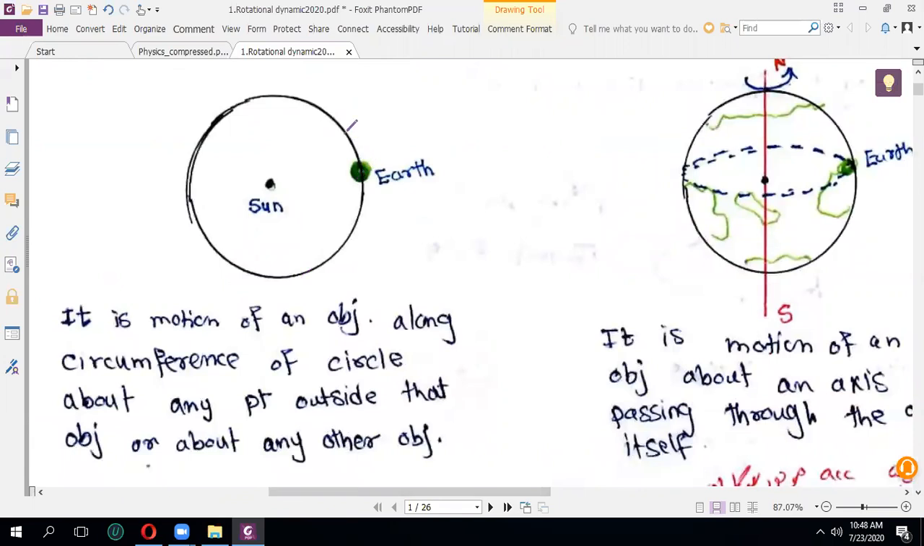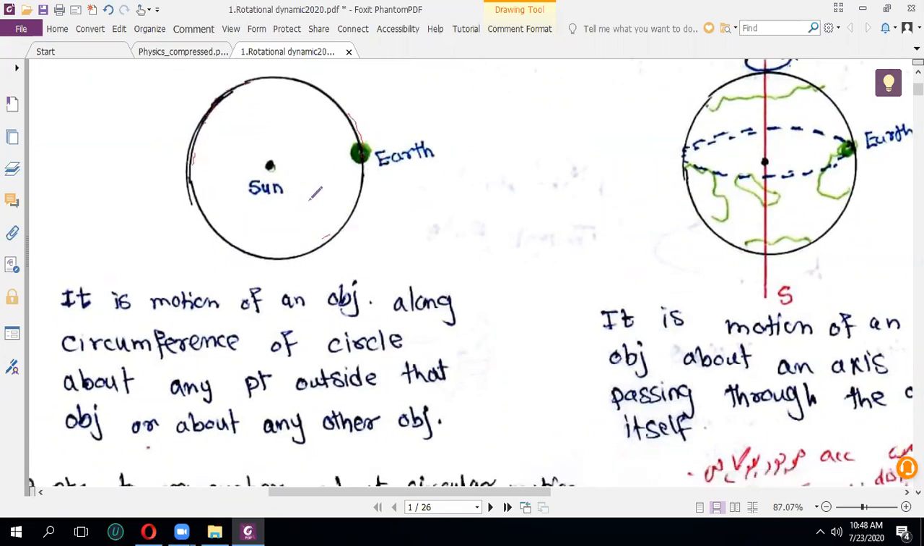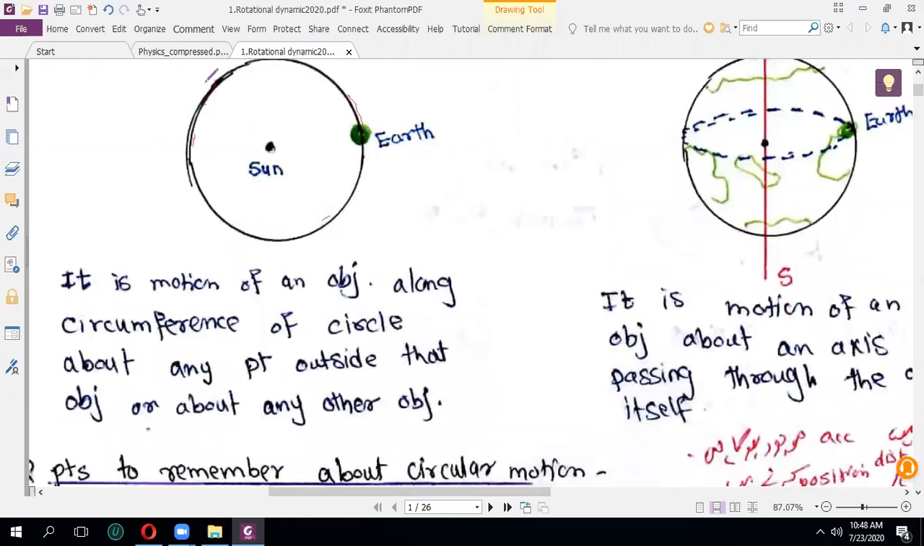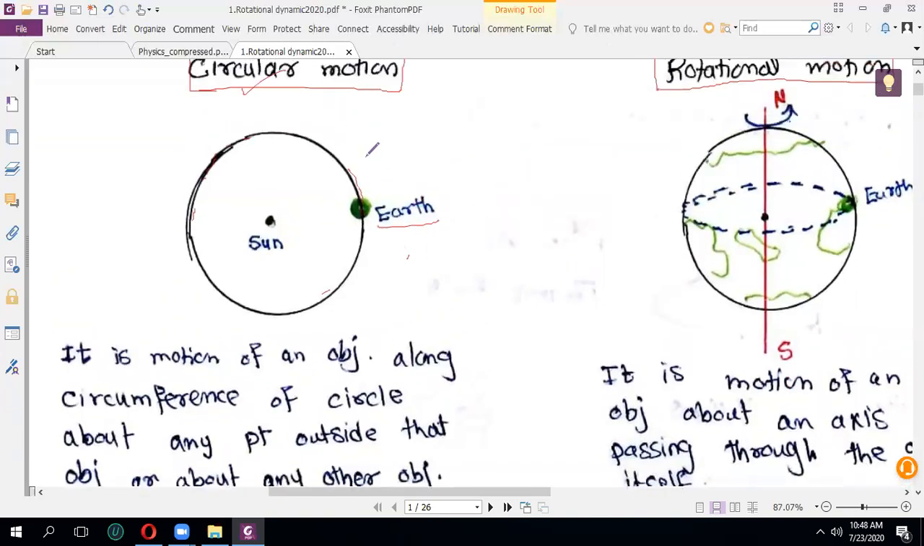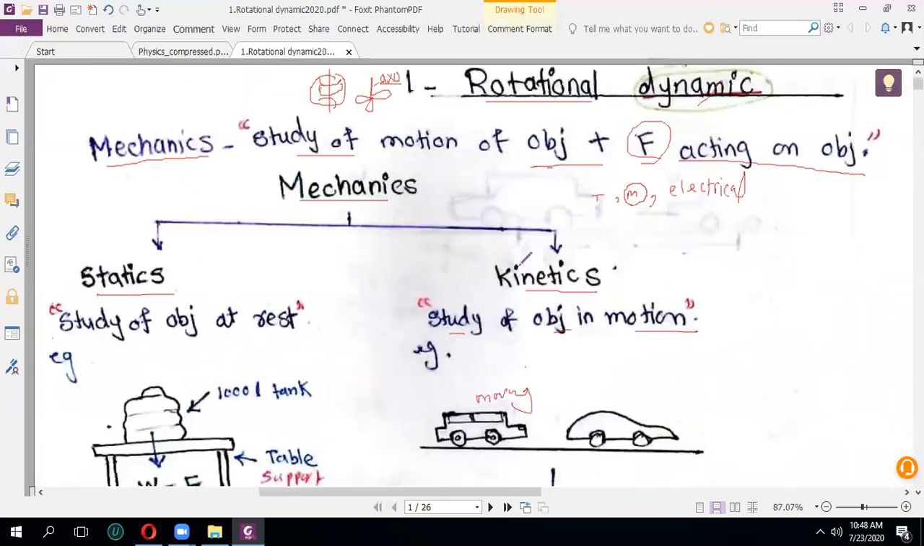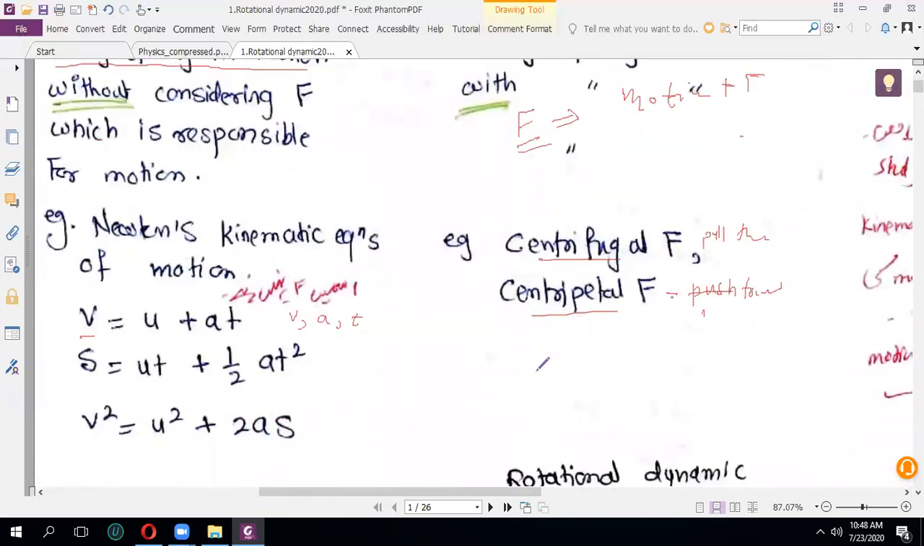See, the motion of an object along the circumference of a circle means that this object performs circular motion. For example, the Earth revolving around the Sun in a circular orbit. So can we say the Earth is performing circular motion? Yes, sir. This is called circular motion.